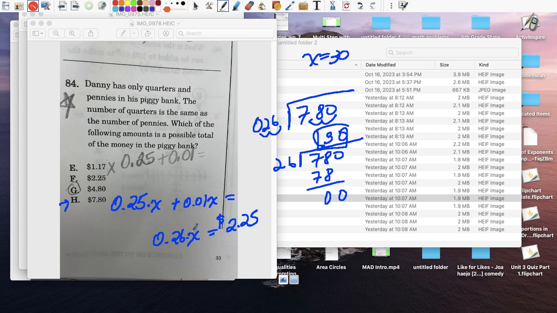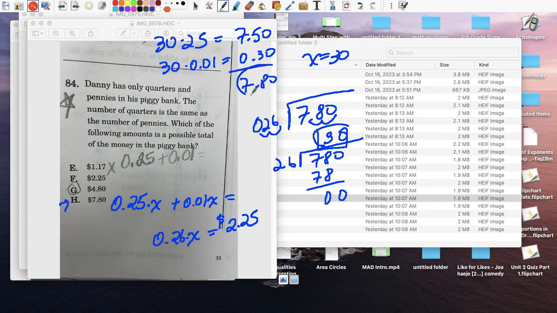So that means you had 30 quarters times 25 cents and 30 pennies. Let's see if that works. If you multiply 30 times 25 cents, you get $7.50. And if you add 30 times 1 penny, you would get 30 pennies. Let me rewrite this a little bit nicer. And if you add them up, you get $7.80. Okay.